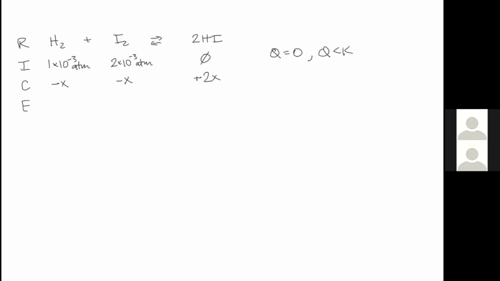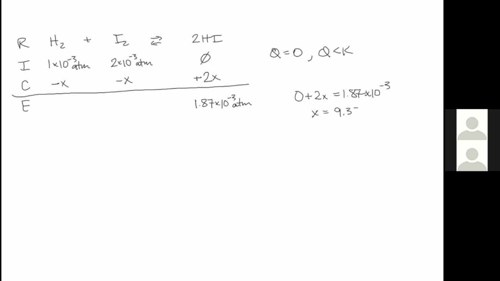Now, the other information they told us was that we have 1.87 times 10 to the minus 3 atmospheres of HI when we get to equilibrium. So we don't know what these equilibrium concentrations of H2 and I2 are, but we do know, because how do we get the equilibrium concentration? We start with the initial, we add the change, and we end up with the equilibrium. So in this case, we know 0 plus 2x equals 1.87 times 10 to the minus 3. That's going to allow us to solve for x. x is going to be 9.35 times 10 to the minus 4. If that's our x value, then over here we can substitute in 9.35 times 10 to the minus 4 for our x's.